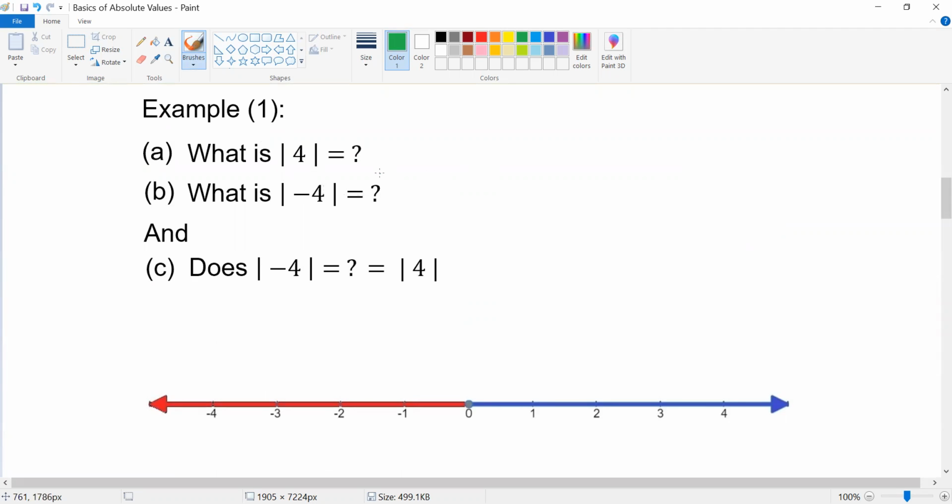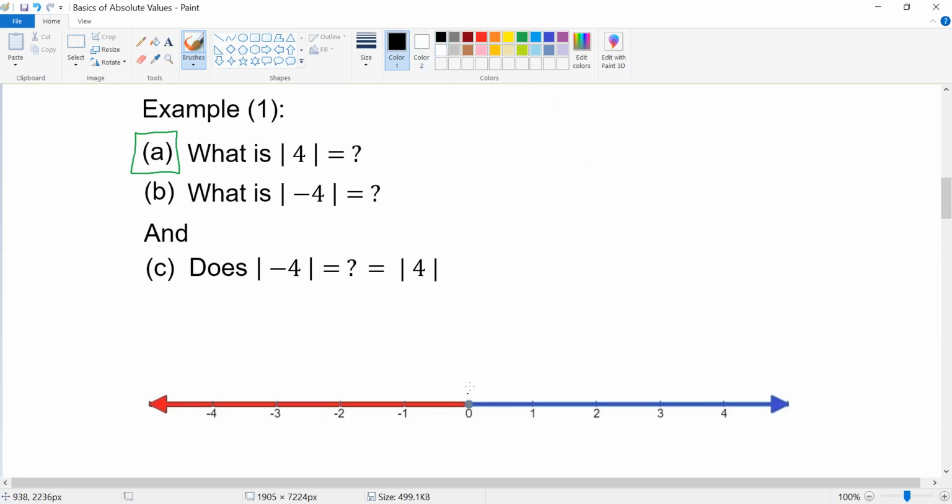Here, we want to figure out, what's the absolute value of positive 4? Then what's the absolute value of negative 4? And in the end, to consider, does the absolute value of negative 4 equal the absolute value of positive 4? So let's look at this first problem here in part A. What is the absolute value of 4?